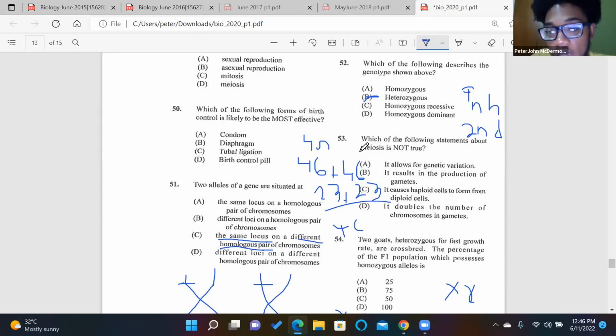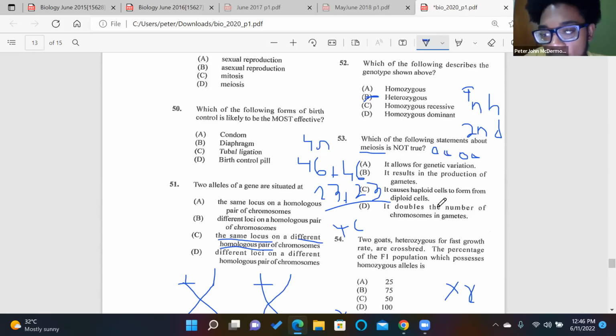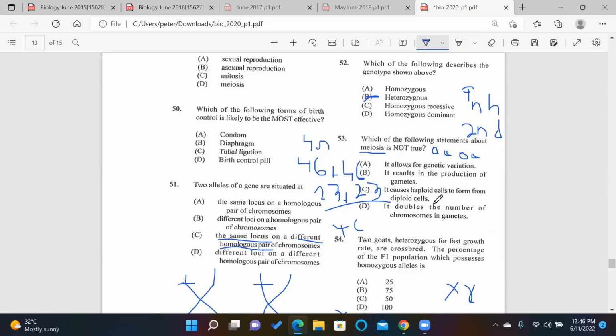Meiosis halves the count. At the end, you get 4 daughter cells, true or false? True. And they're not identical. So meiosis halves the count, so it results in the production of gametes. You get gametes if you have meiosis, so that's true. It causes haploid cells to form from diploid cells, true or false? It causes N to result from 2N. That's true.